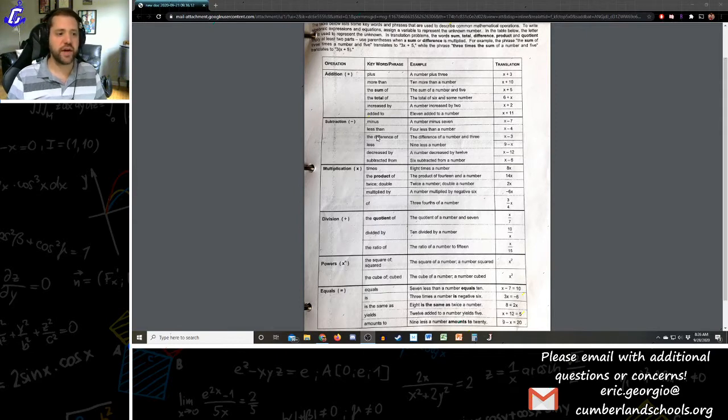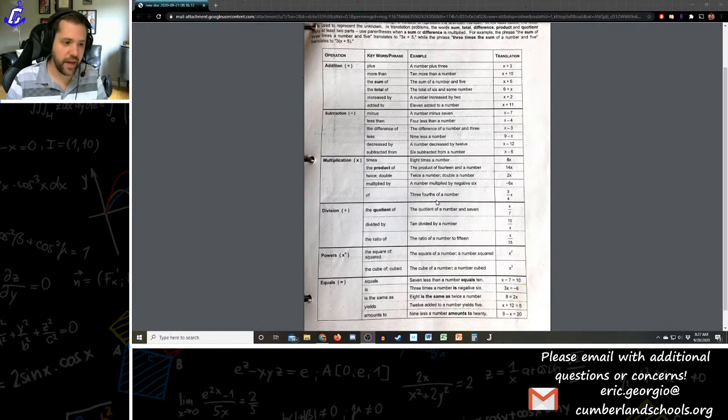Subtraction really corresponds with these words: minus, less than, the difference of. Remember, difference is the answer to a subtraction problem. Less, decrease by, subtracted from. Multiplication goes with times, the product of, twice or double or triple or any of those types of words. Multiplied by, and then of, like 3/4 of a number, means that we're going to multiply by 3/4.